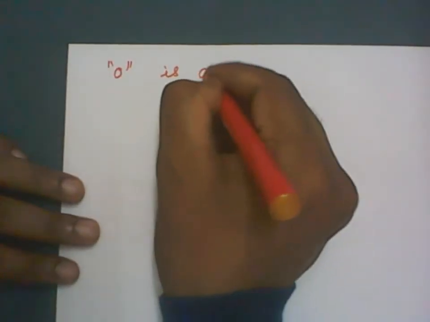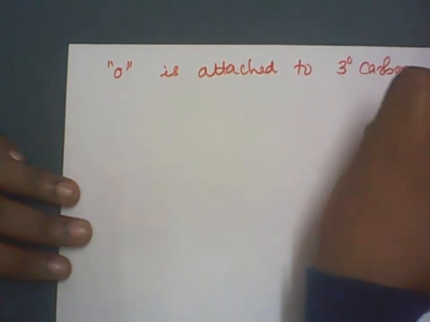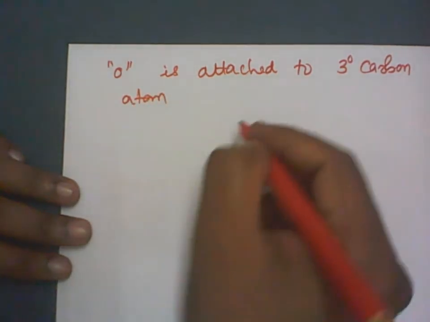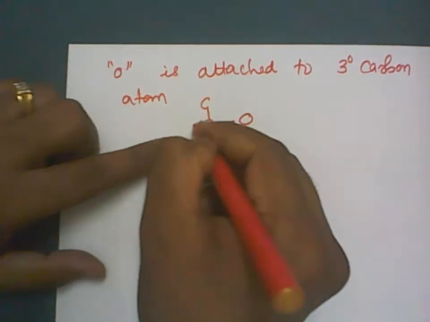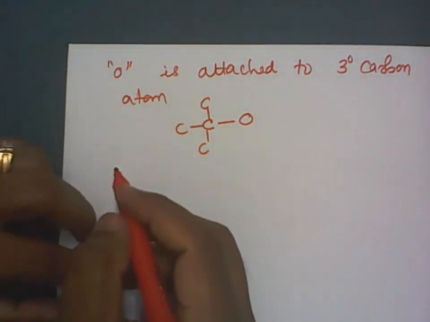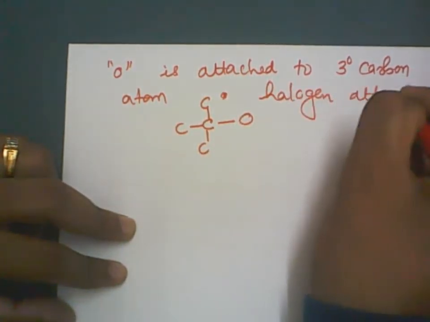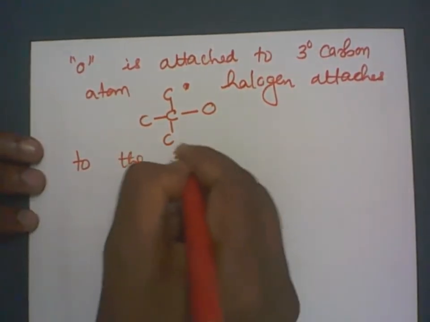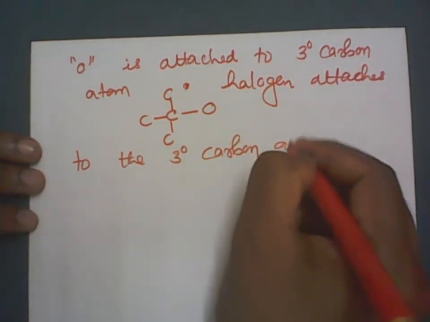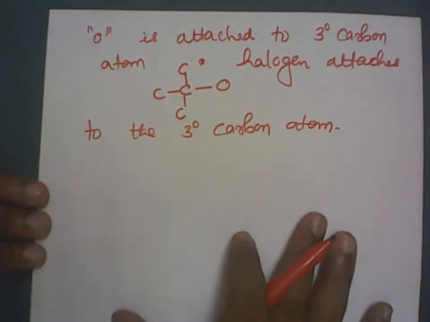Suppose oxygen is attached to a tertiary carbon atom. What is the meaning of that? What is the tertiary carbon? This carbon should be attached to 3 more carbon atoms directly. Then in that case, halogen attaches to the tertiary carbon atom. This you have to remember. Okay, clear? Now based on this, you have to solve the problems.